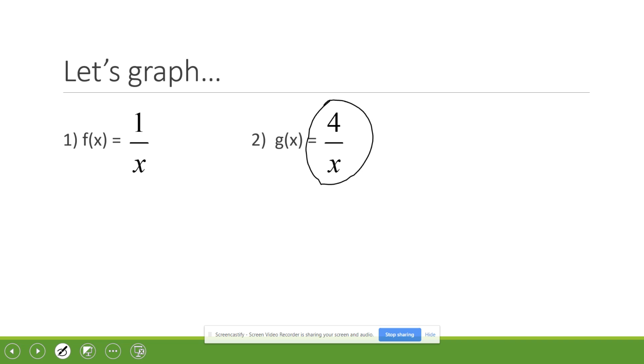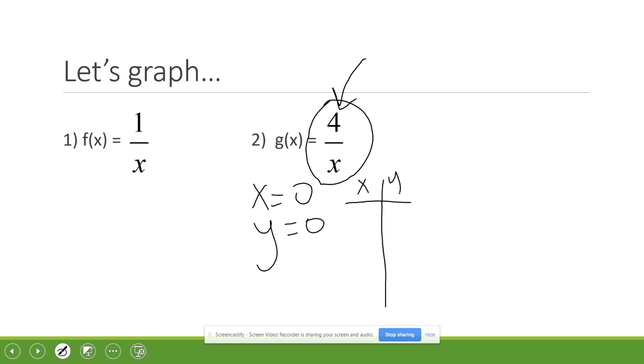Number 2 is another parent function that's been stretched by a factor of 4. So our asymptotes are still at x equals 0 and y equals 0. For my table then, x equals 0 is going to be my dividing point. I need to pick three values that are less than 0 and three values that are larger than 0. Remember, whatever you pick, you plot.